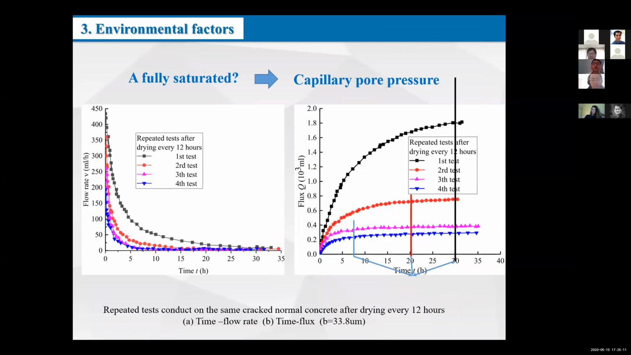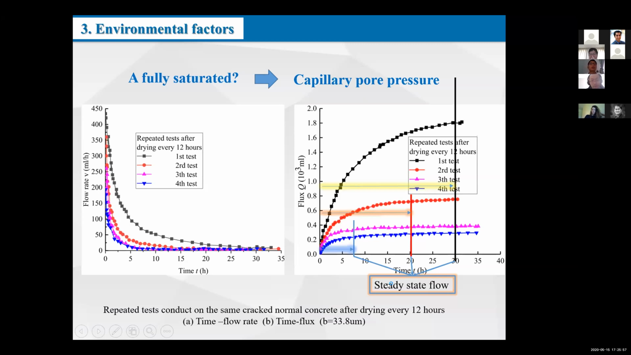Then, in order to research the time to get the steady state flow, he took repeated tests after drying every 12 hours. The first test took about 30 hours to get the steady state flow, and the second test corresponds to 20 hours, and the third and the fourth take about 8 hours to get the steady state flow.